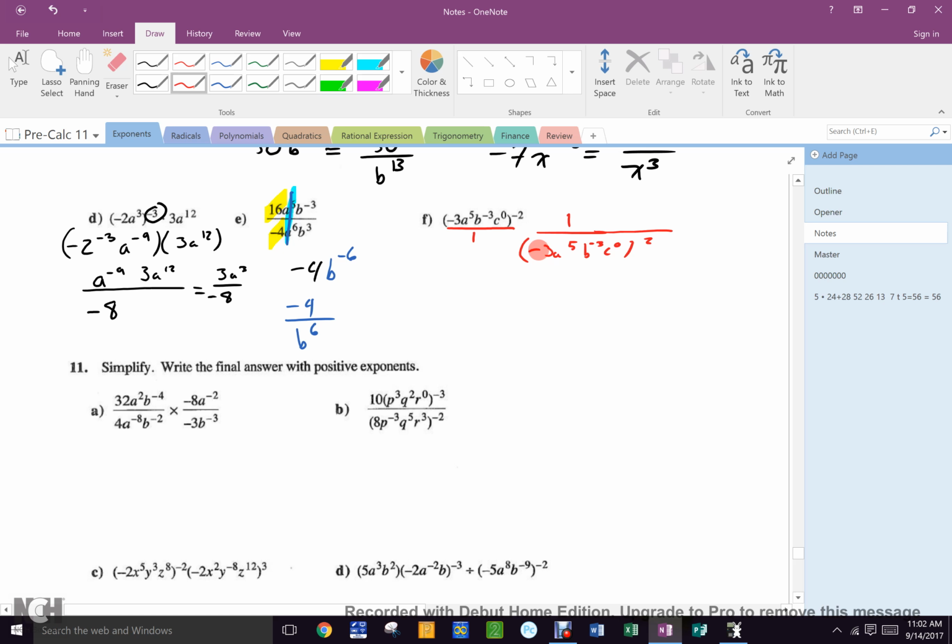Do I need to write 1? No. What there doesn't work? Negative 6 is not allowed, but it's already in the denominator. So where does it go? To the numerator. That's a 10, not a 16.